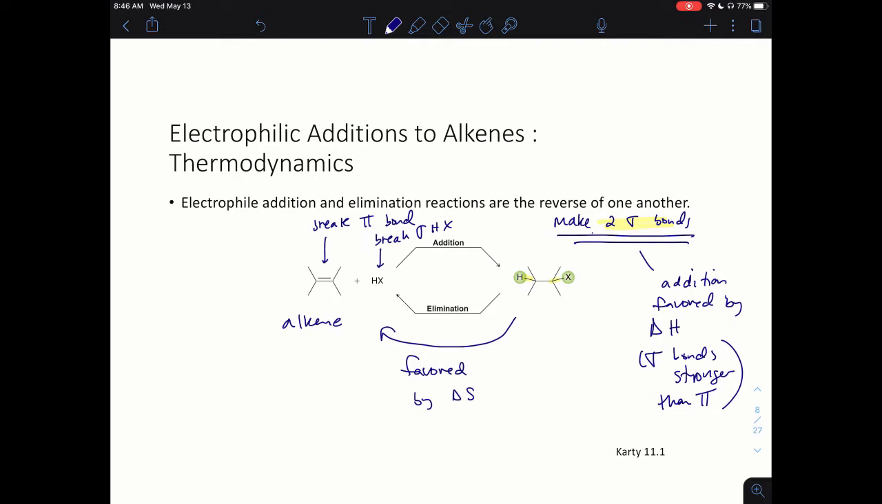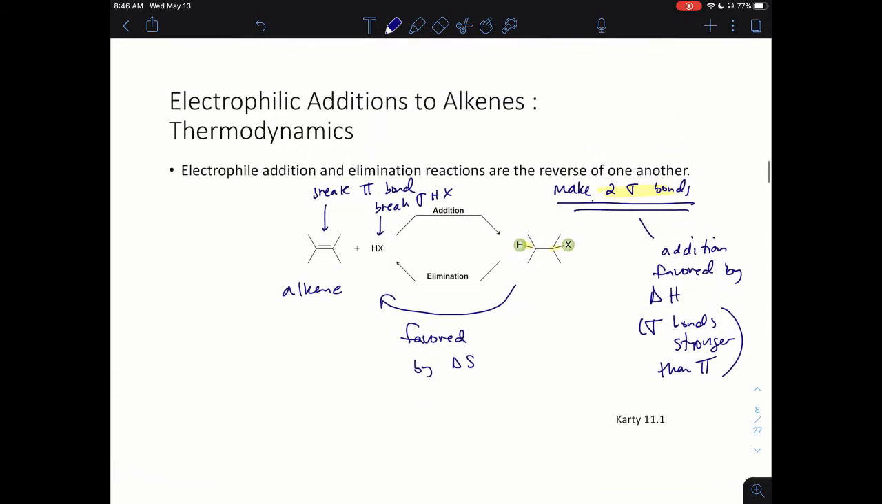Okay. So what is the point of this slide? To show you that these 2 processes are the reverse of one another, and just to point out that one is favored by delta H, one is favored by delta S, and unless I say otherwise, you can just use the appropriate conditions that you know to make whichever direction occur that you would like.